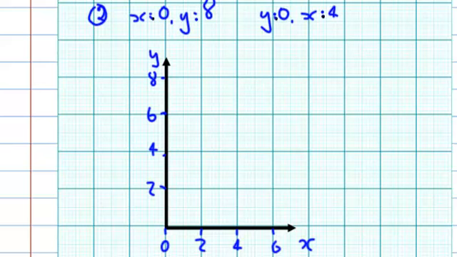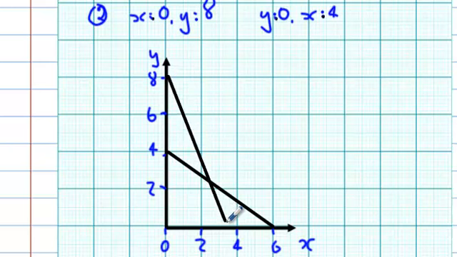Plotting the functions, we can use solid lines because the functions all have equals on them. So the first function goes from 0,4 to 6,0. So that's that function. The second one goes from 0,8 to 4,0. The other two functions are defined by the x and y axes.